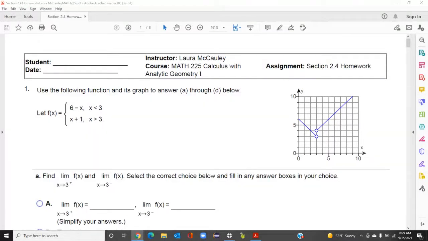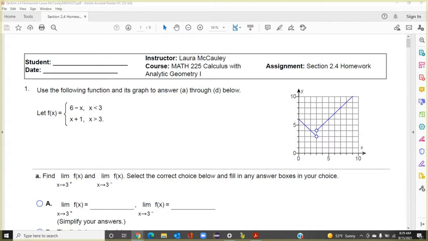All right, so we're going to look at some of the 2.4 homework. This was when we were talking about left and right side limits. In this first question, it just says use the function and its graph to answer the questions. We could have graphed this ourselves.